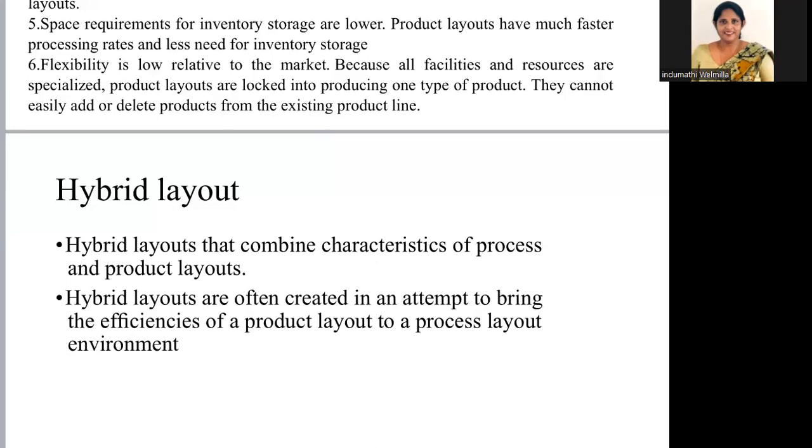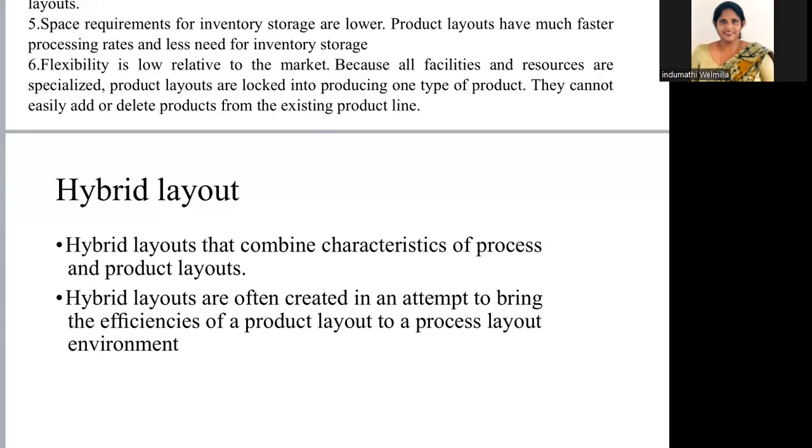Another one is, we have to know this hybrid layout. Normally this approach brings great efficiency to the process layout environment. So this is very important, right, not only for a particular product or particular thing. The hybrid layouts can be seen in everyday life also, right?